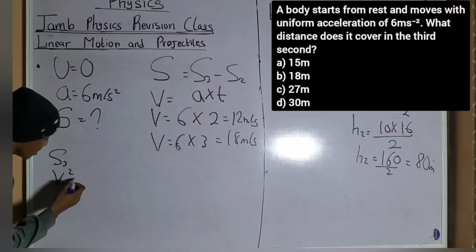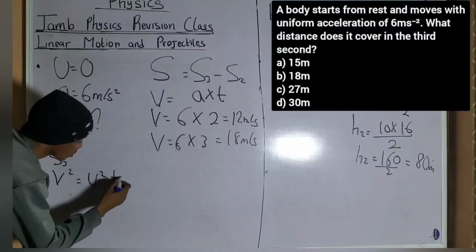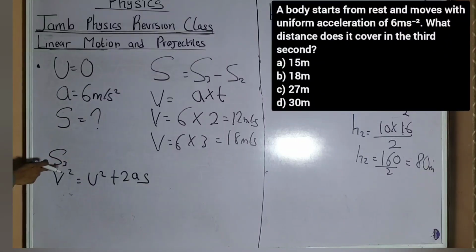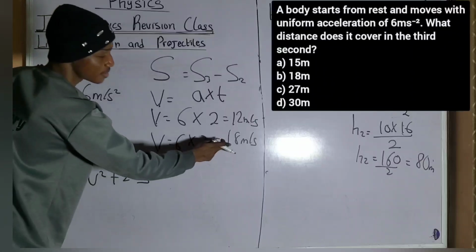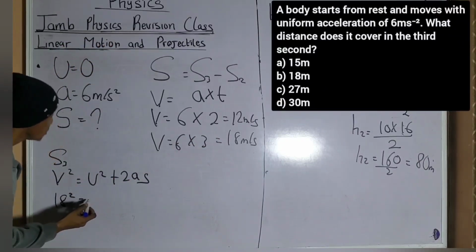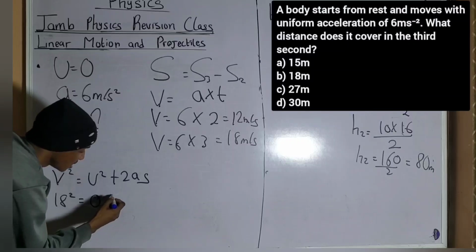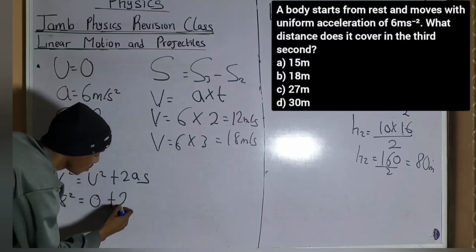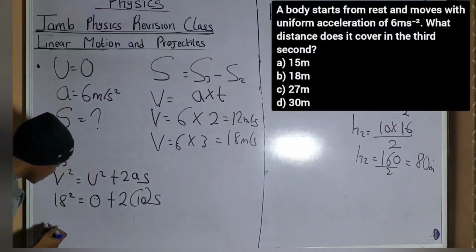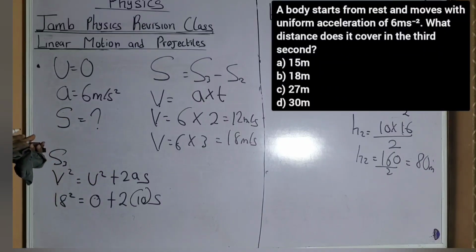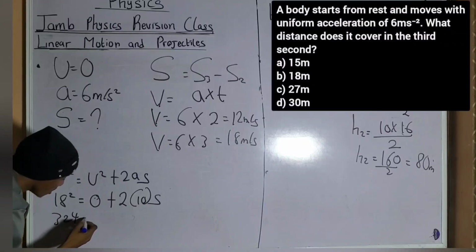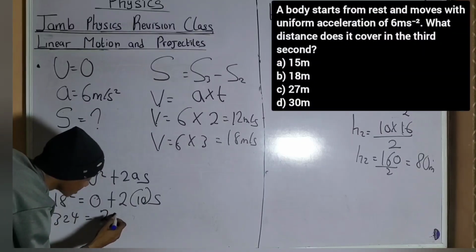V squared equals u squared plus 2as. Are you getting it? So now for S3, V is what? V is 18 meters per second. So I'm going to have 18 squared equals u, which is 0, so that will be 0 squared. 0 squared is 0, plus 2 multiplied by a. 18 squared is 324. So I'm going to have 324 equals 2as.